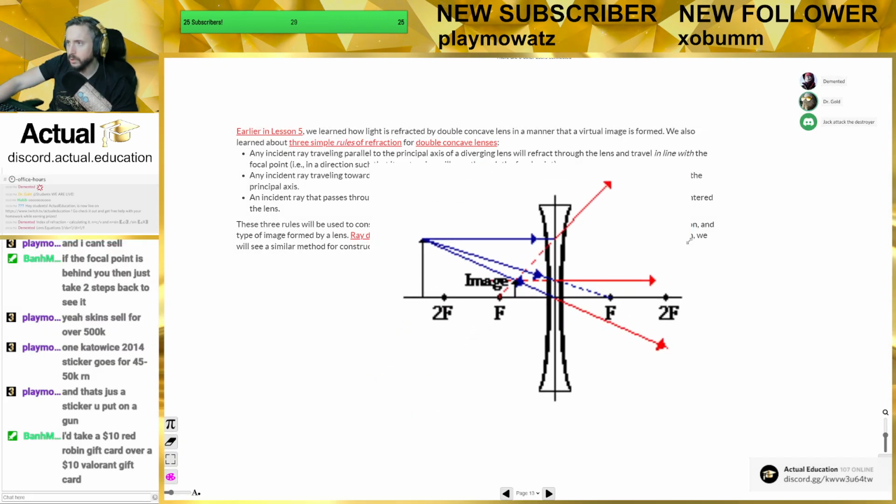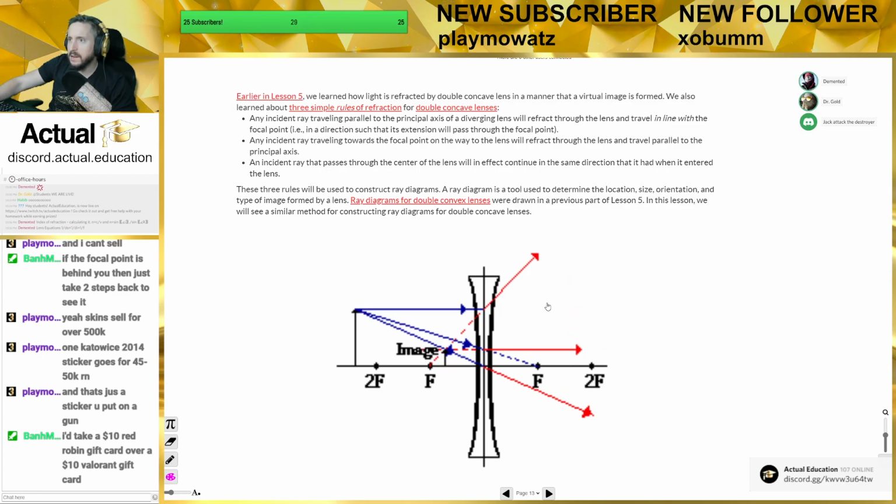All right, so let's see what the rules say for this one. It says any incident ray traveling parallel to the principal axis, blah, blah, blah. So this is the parallel one. Will refract through the lens and travel in line with the focal point. This sounds about right. Interesting. So you see how this one travels right this way?